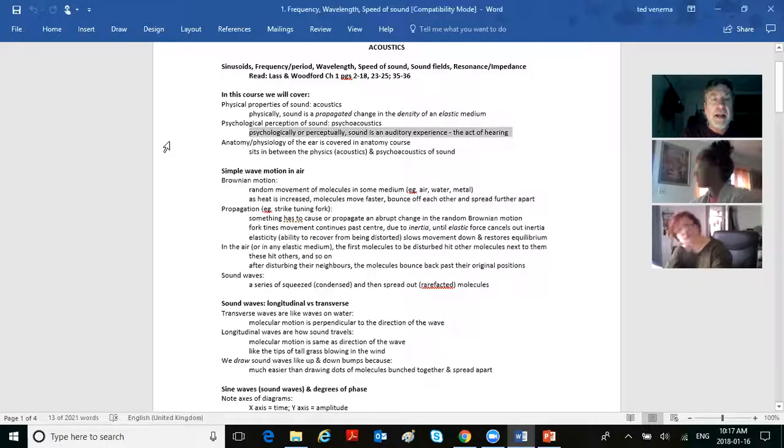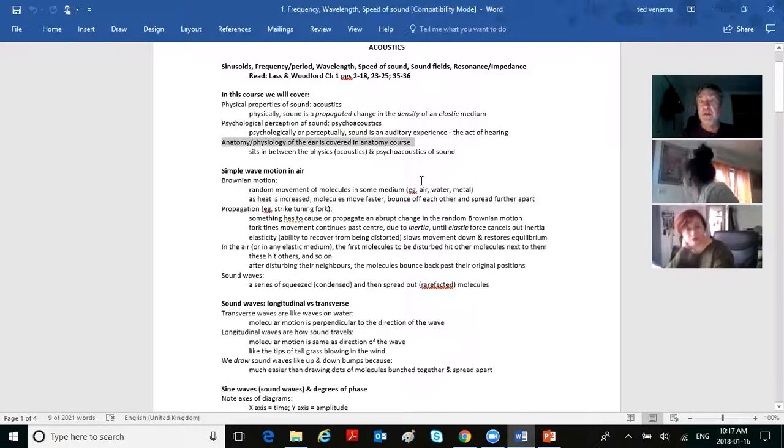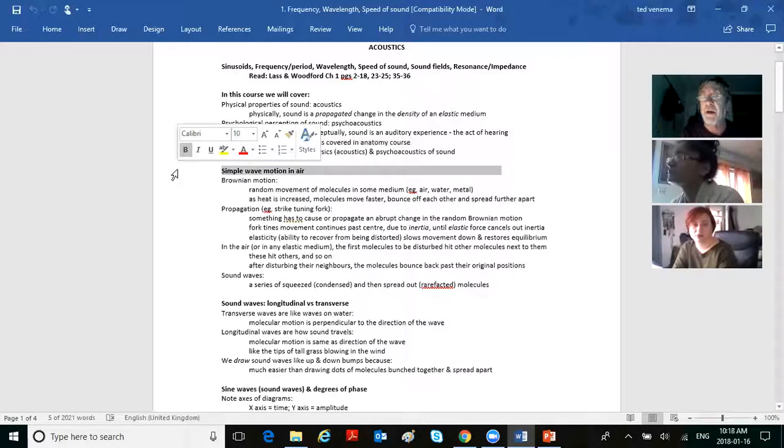But before we do psychoacoustics, we have to learn what sound is in the first place. The anatomy and physiology of the ear sits between the physics and the psychology. The physics is what we looked at today. The psychology is your perception of sound. In the middle is the anatomy of your ear. So the physics of sound plus the anatomy and physiology of your body leads to your particular sensations of sound: psychoacoustics.